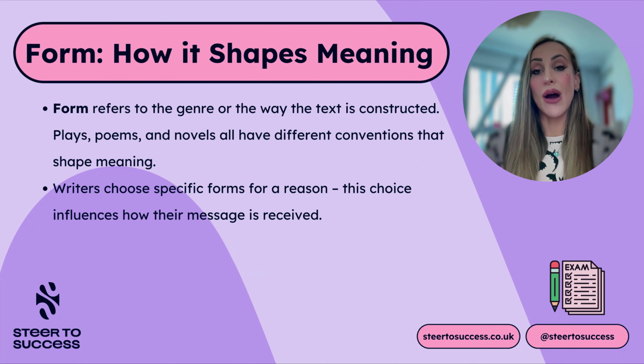And then form, how this shapes meaning. So form refers to the genre or the way that the text is constructed. So plays, poems, and novels all have different conventions that shape meaning. And writers choose specific forms for a reason. And this choice influences how their message is revealed.